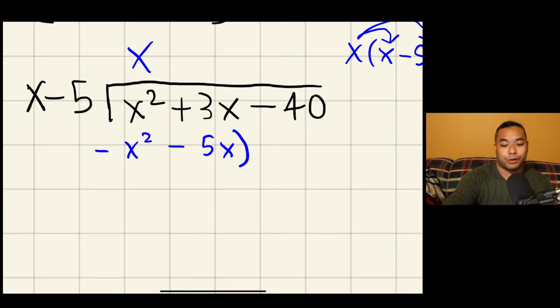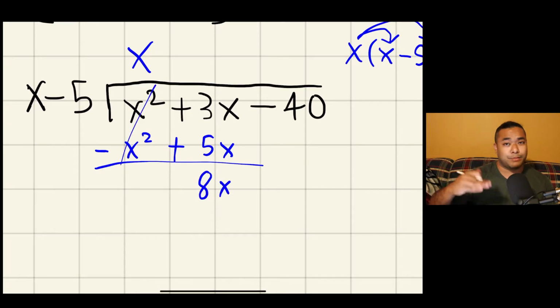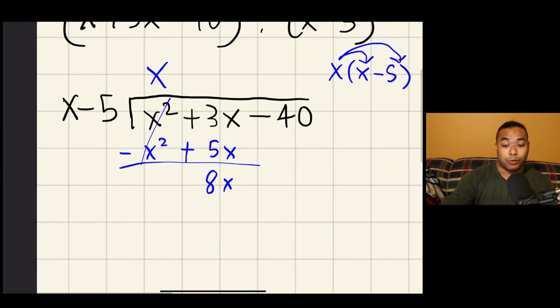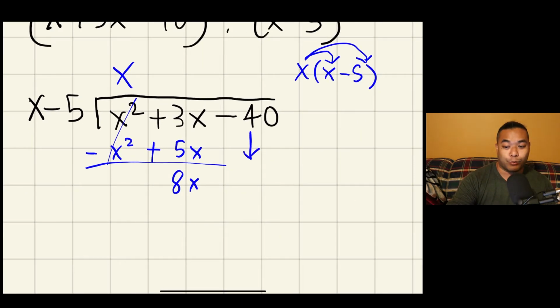And the negative distributes to make this positive 5x. So we get x squared minus x squared cancels to 0. 3x plus 5x is 8x. I'm going to keep doing that multiple times, but I'm not going to show that distribution of the negative every time. Hopefully you can keep that straight in your head. So we subtracted. Now we bring down what's left over, just like we do in normal long division.